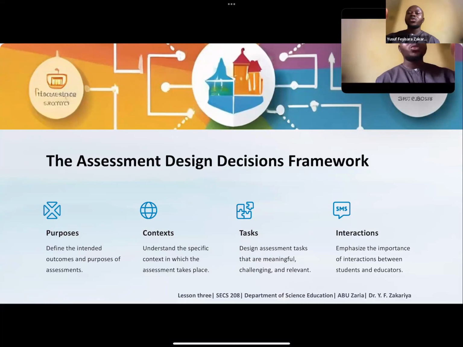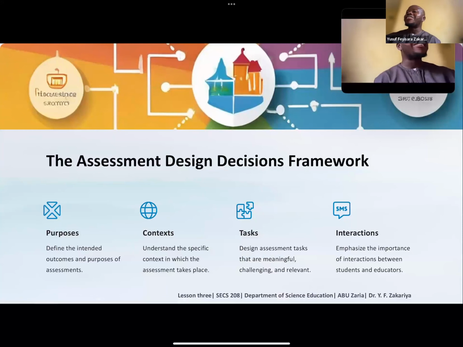Number 1, you need to consider the purpose of your assessment. Is it for the purpose of improvements in what your students have learned, or for the purpose of judging their performance at the end of the day? The purpose of the assessment must be clear enough.